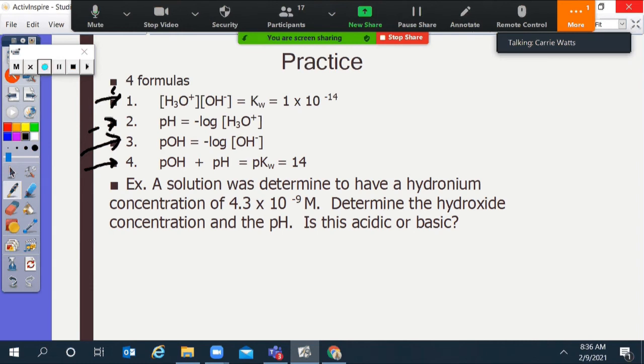So we have a solution that has a hydronium, H3O plus, concentration of 4.3 times 10 to the negative 9. Determine the hydroxide concentration and the pH. Finally, is this acidic or basic? Now, if you're practicing, you could stop the video now, see if you can do it yourself, and then play to see if you get the same answer.